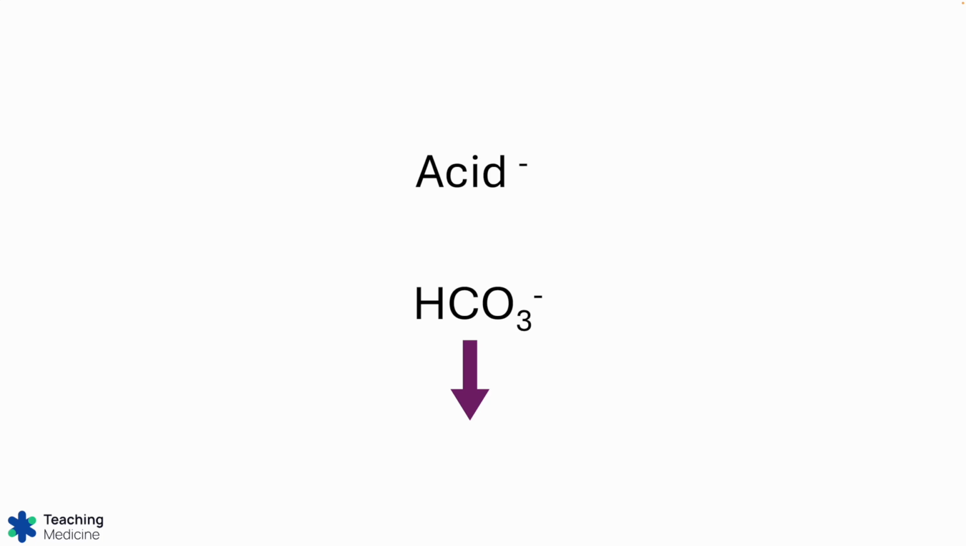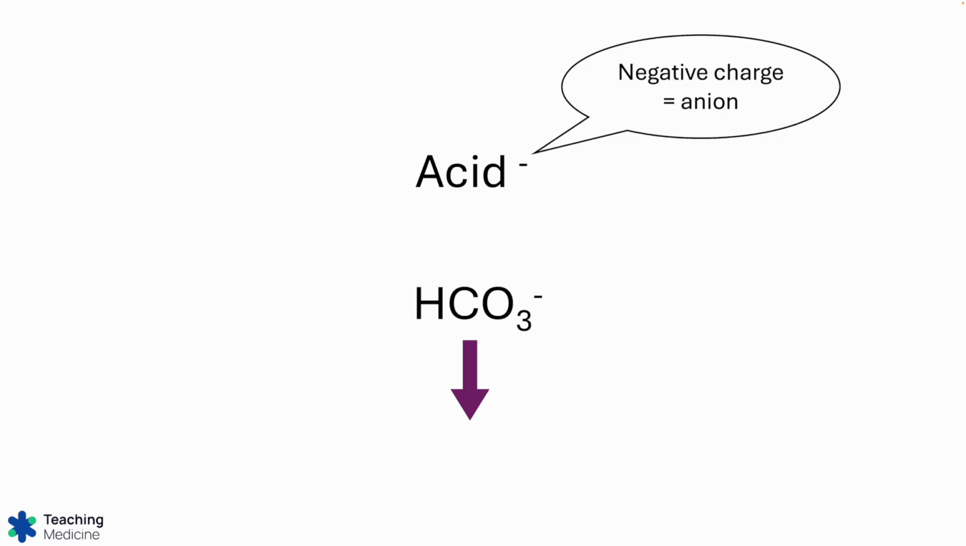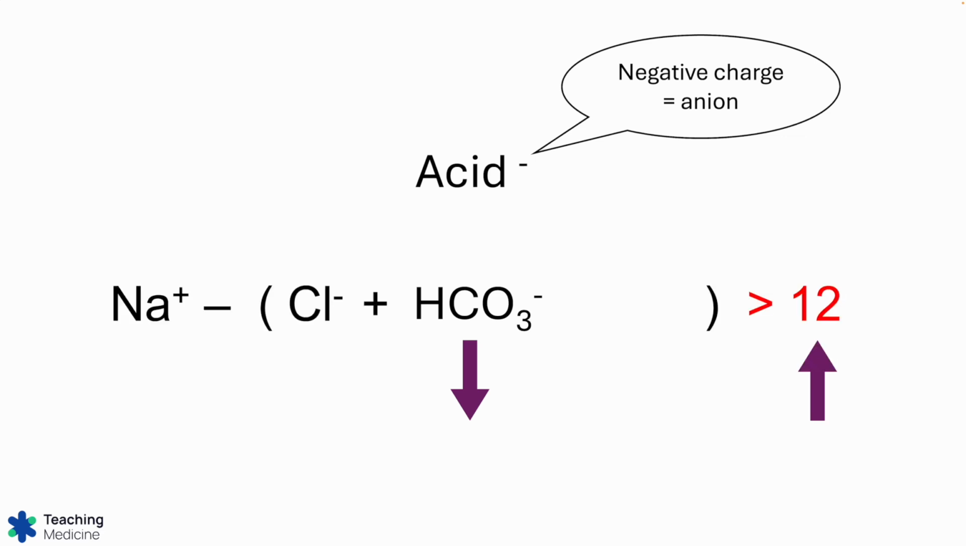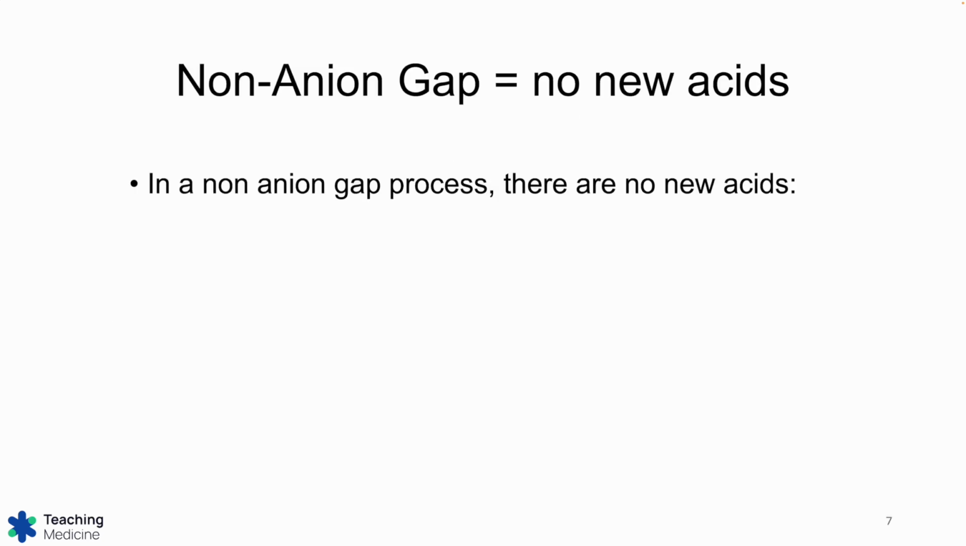And then using this in the anion gap equation, remember the acid has a negative charge, so it becomes an anion, and it's not calculated in the equation, but we have bicarb being reduced. So this is going to result in the anion gap being higher because the negatively charged acid is sort of sitting there invisibly, but it's not part of the math. So this is just a review of the anion gap, and we're going to compare that with a non-anion gap.